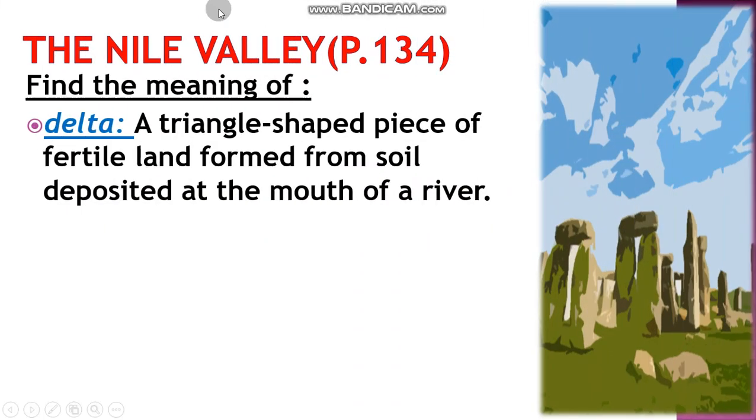As usual, we're going to start off with our vocabulary for today. So the first word you have for today's lesson is delta. What does delta mean? Delta is a triangle-shaped piece of fertile land formed from soil deposited at the mouth of a river.